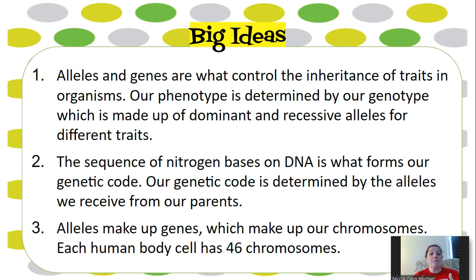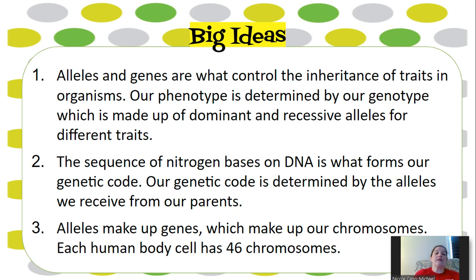In your DNA, the nitrogen bases, remember when we talked about these, when we talked about macromolecules, we had 4 different nitrogen bases. These are what make up our genetic code, and our genetic code is determined by the alleles that we receive from our parents. Again, one from mom, one from dad. These are our traits, and these determine what our DNA actually ends up looking like.